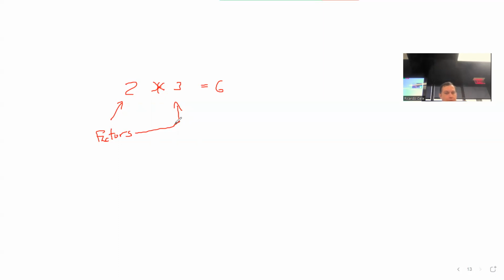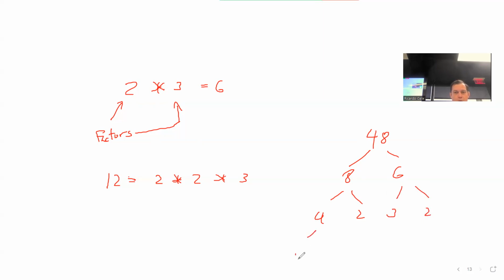For instance, if you have 12, then 12 is going to be 2 times 2 times 3. That's basically what factorization is, trying those out. If someone asked you, and I'm sure you did this in school, what are the factors of 48? You probably did something like, well, it's 8 times 6, and then this is 4 times 2, this is 3 times 2, and then this is 2 times 2. That would give you the factors of 48, which is 2 times 2 times 2 times 2 times 3.